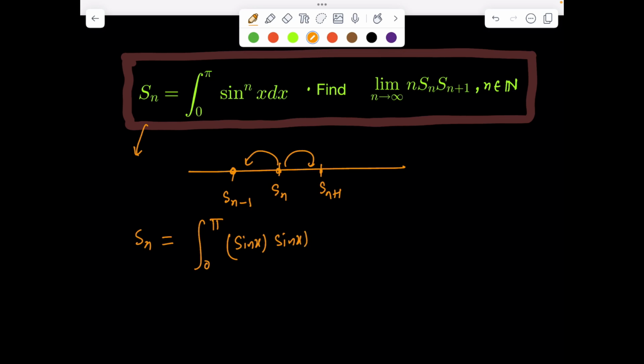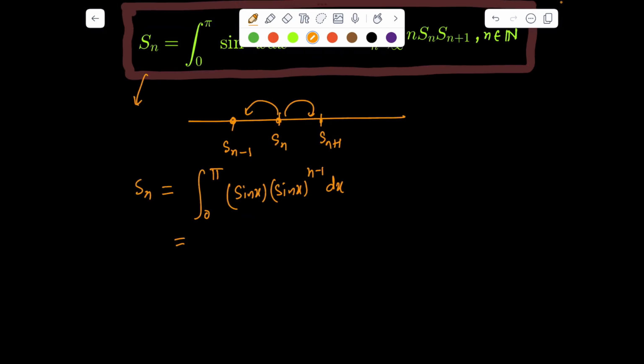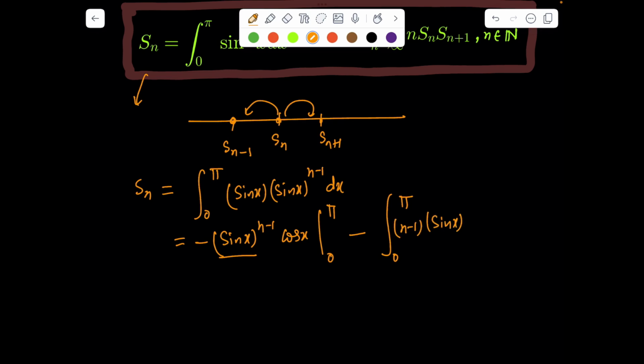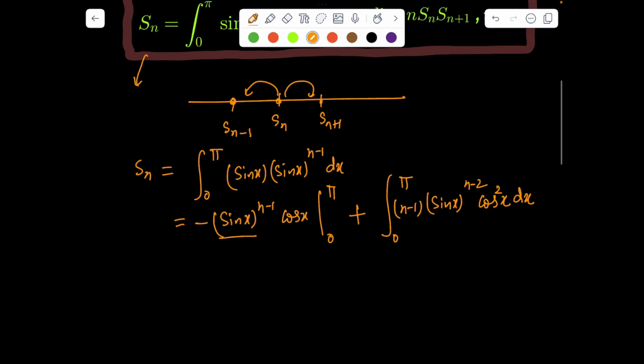So I'll use the integral from 0 to pi of sin x times sin^(n-1) x dx, and now we can leave sin^(n-1) x, and integrate sin x, that gives minus cos x, evaluated from 0 to pi, minus the integral from 0 to pi of the differentiation of sin^(n-1) x, that is (n-1) sin^(n-2) x, times the derivative of sin x, which is cos x, times minus cos x, so that becomes cos^2 x dx.